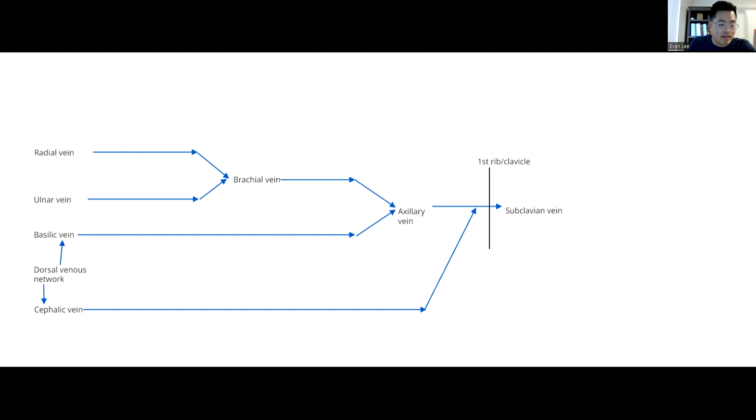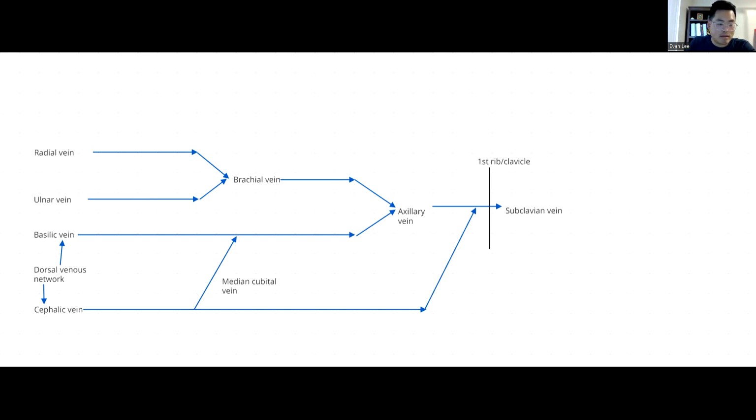But then there's also a vein that's going to be going across the elbow, right over here, between cephalic and basilic. That vein that's across the elbow, the what region? Antecubital region. This is called median cubital vein. Be careful, median, because it's in the middle of the cubital region.